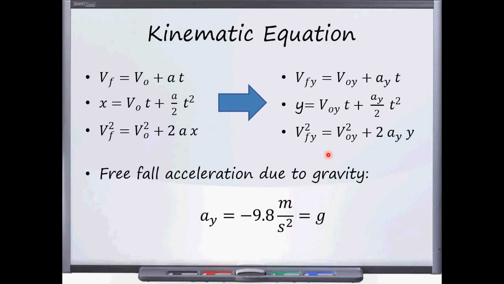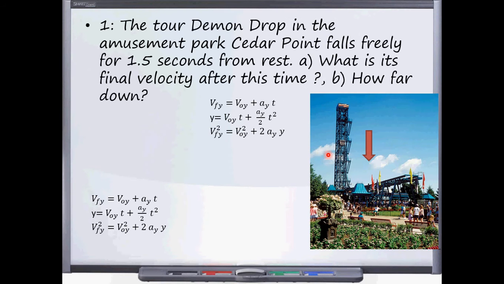You can open your manual if you want, ClassWork 13. I am going to help you with the first problem, and I'm going to solve another problem after that one. With that information, you're going to be able to solve all of ClassWork 13. So let's start with the first exercise. It says: the Tour Demon Drop in the amusement park Cedar Point falls freely for 1.5 seconds beginning from rest. What is its final velocity after this time, and how far down?